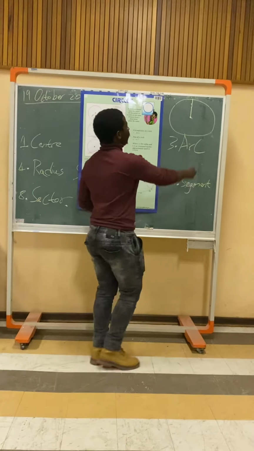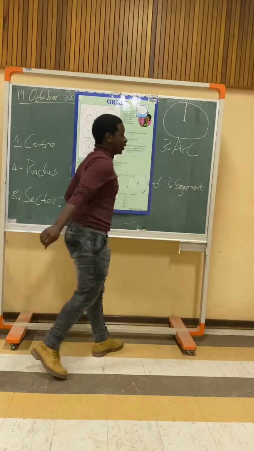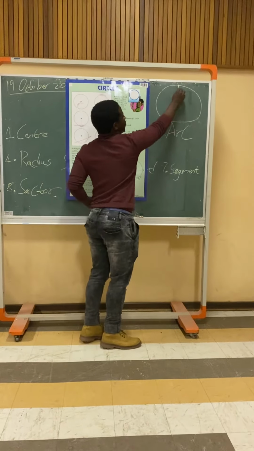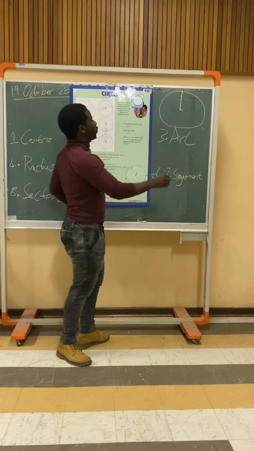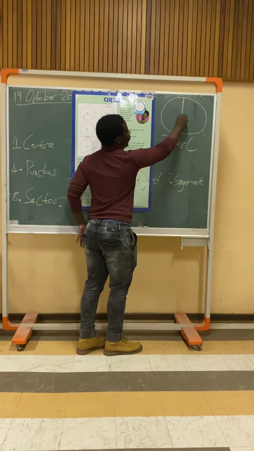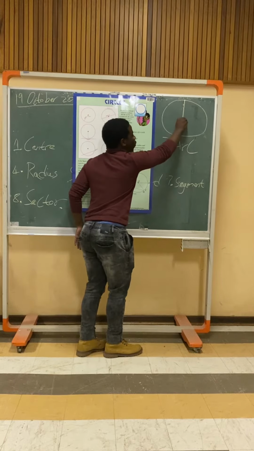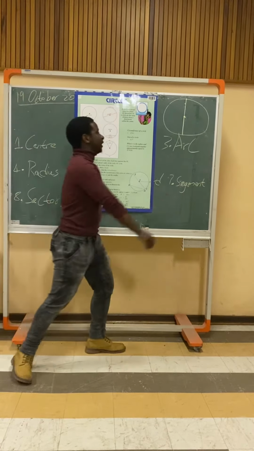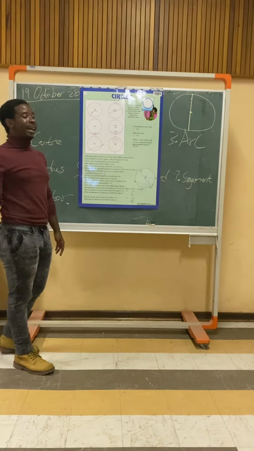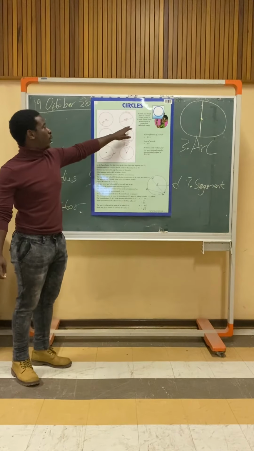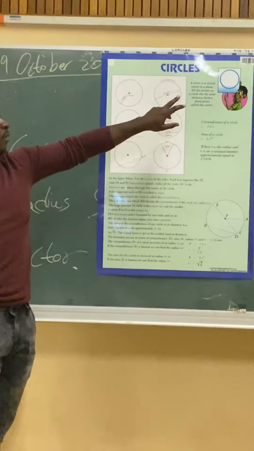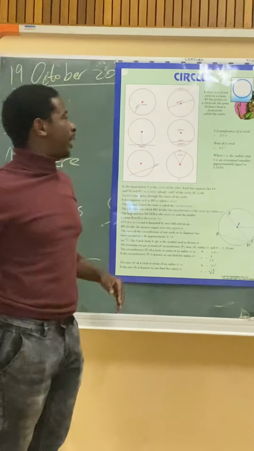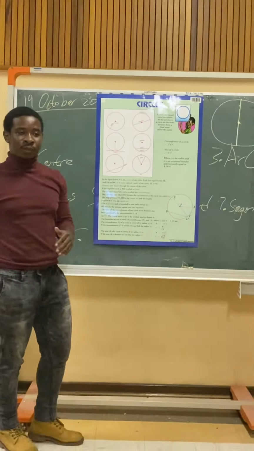So when you come from this point of the circumference going to the center, we say this is a radius. When you pass this point, which is the center, going to another point of the circumference, we say this part is the diameter. It's from this point of the circumference to the center, going through the center, then going to another point of the circumference. Yes.